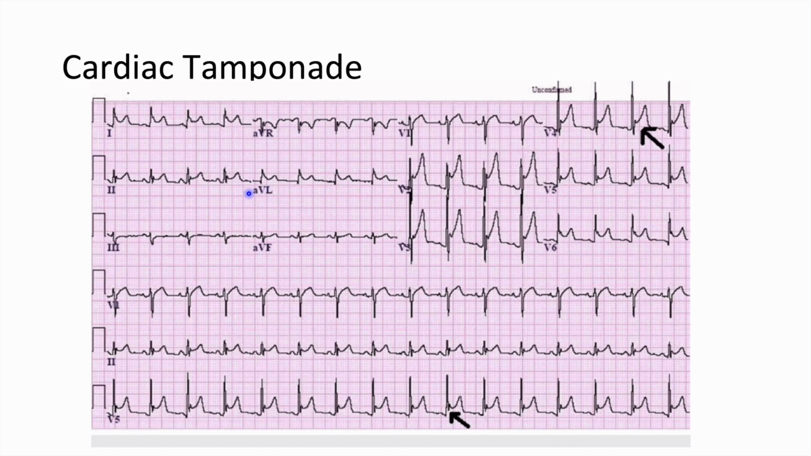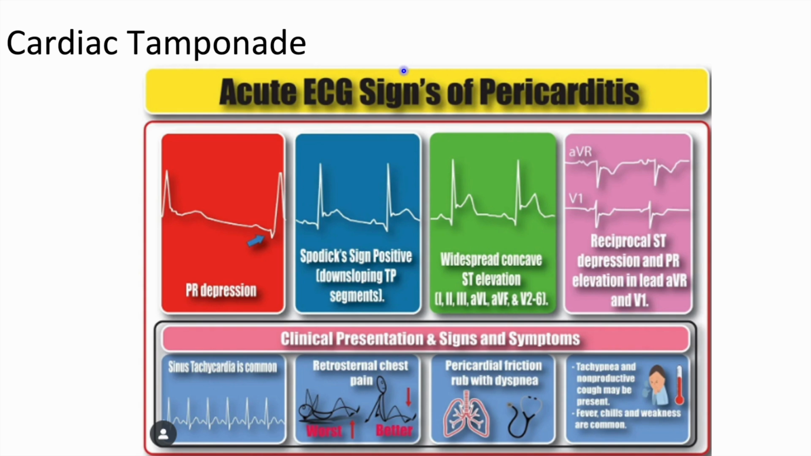That's one indicator. Another indicator is inversion or negativity of the PR interval. You can see here the PR interval is downward. It's kind of negative here, and that should be fairly diffuse. You can see down here. This is acute pericarditis, but for cardiac tamponade, the main things you want to look at, you have diffuse PR depression.